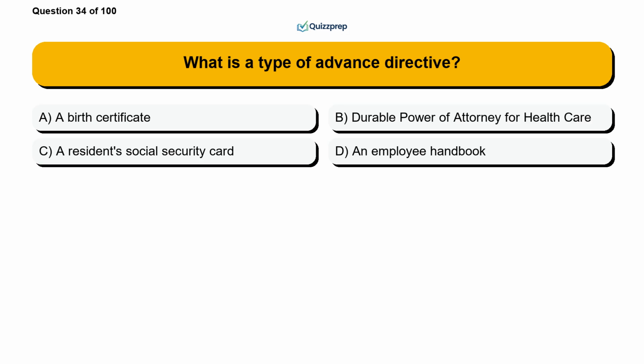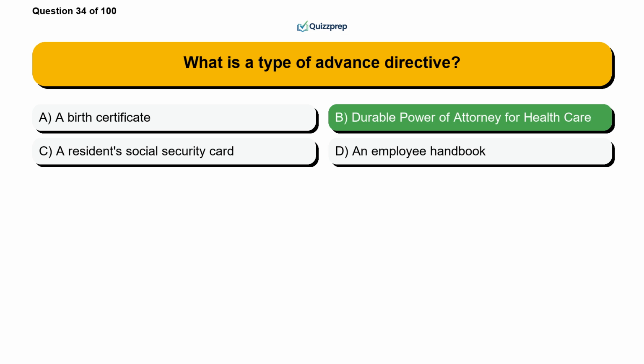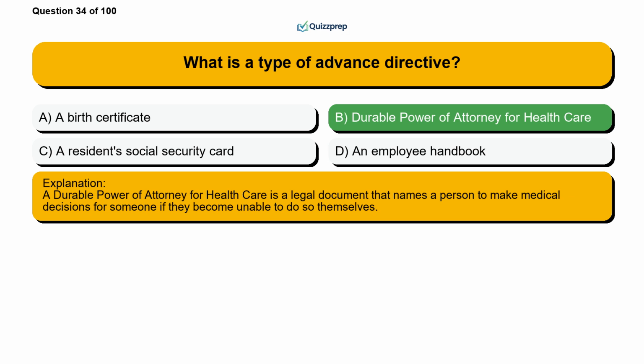Question 34. What is a type of advance directive? Option A, a birth certificate. Option B, durable power of attorney for healthcare. Option C, a resident's social security card. Option D, an employee handbook. The correct answer is option B, durable power of attorney for healthcare. A durable power of attorney for healthcare is a legal document that names a person to make medical decisions for someone if they become unable to do so themselves.